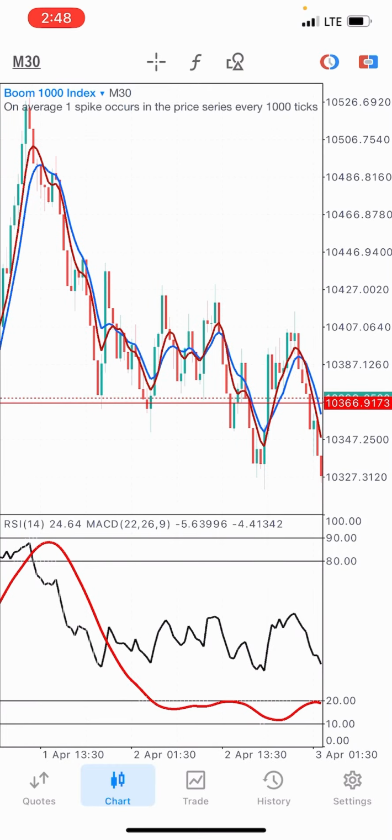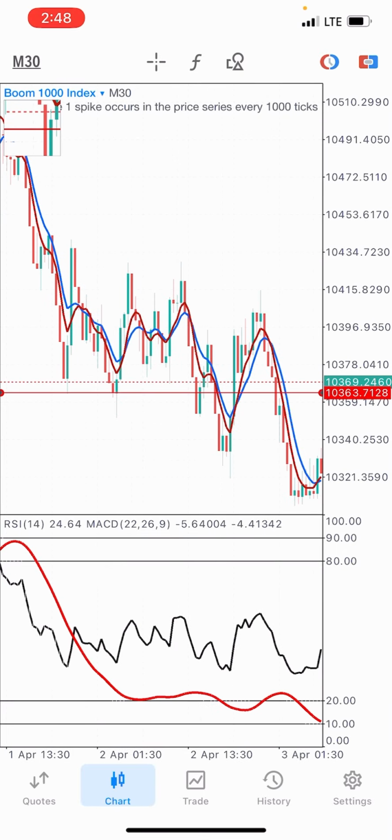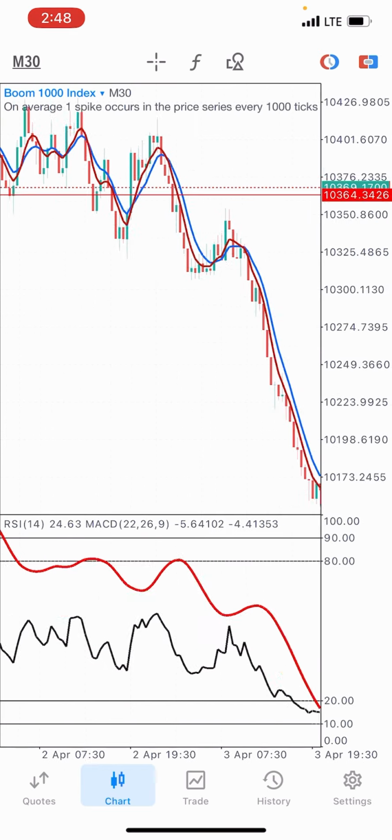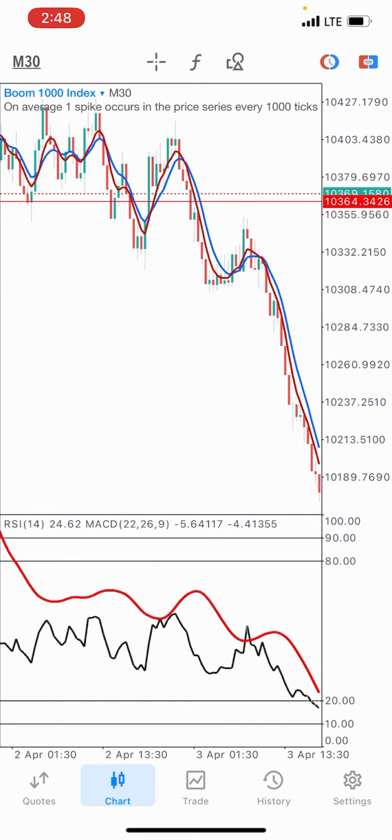So you see market has been reversing around this zone, let's say around this level here. Market has been reversing around this level. So this is a very crucial and important level on our chart. When market gets to that point, if it doesn't spike there, it's gonna spike somewhere here.